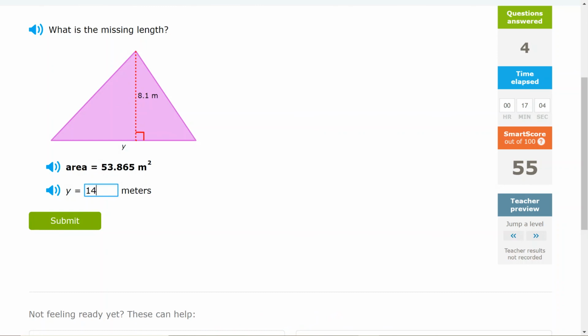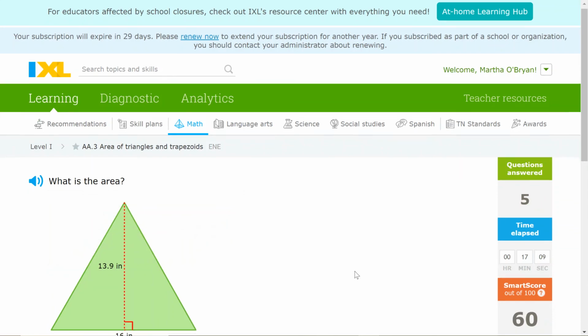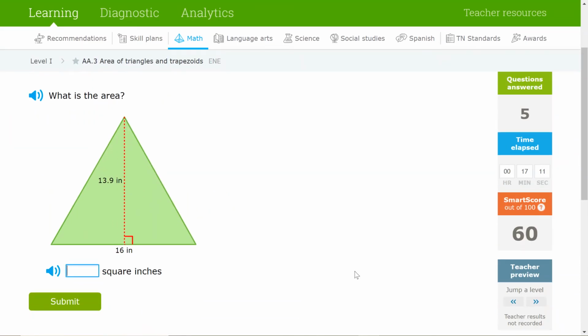Let's see if that's right. 13.3. Awesome. Cool. So now it's your turn. Make sure that you write out the formula. And good luck.